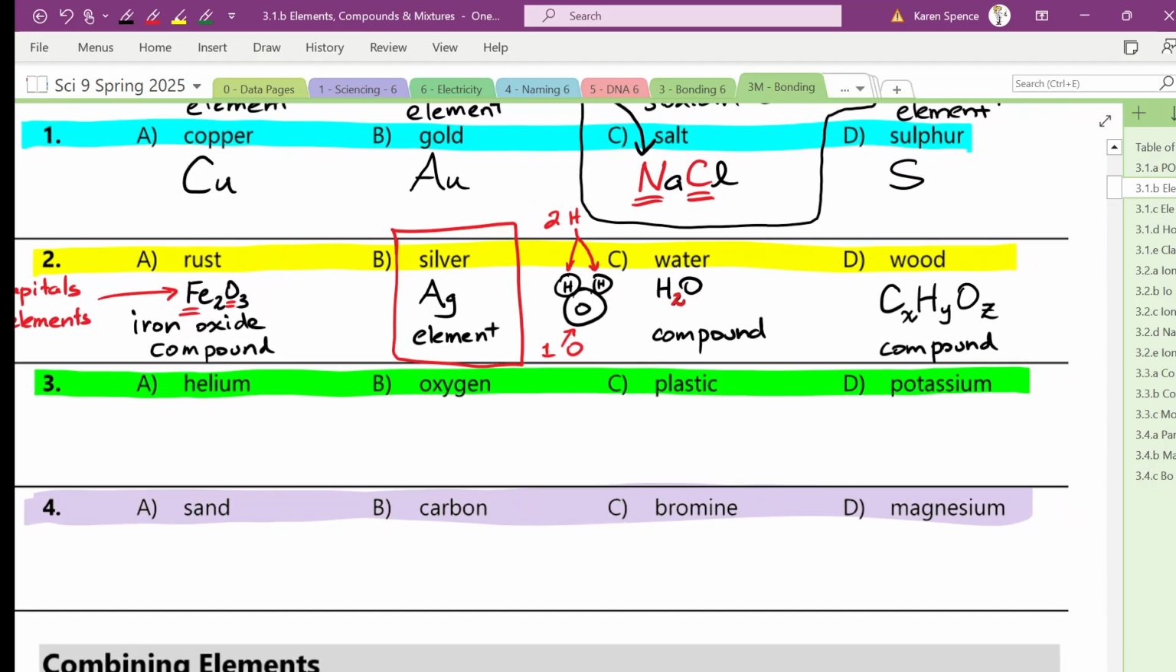All right, helium. What's the symbol for helium? He. Symbol for oxygen. O. Symbol for plastic. We don't know, do we? I'll come back to that one. Symbol for potassium. Okay, so if you had to guess which one is the odd one out, plastic.